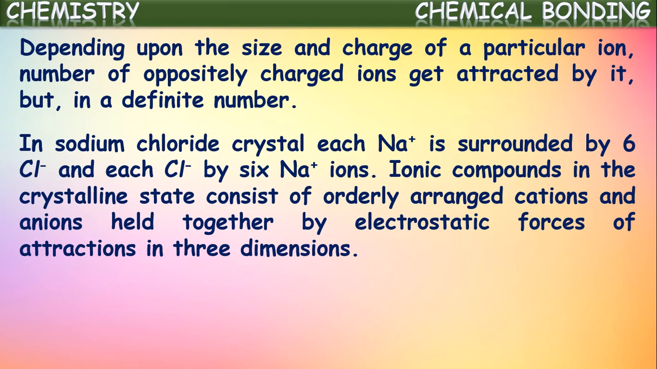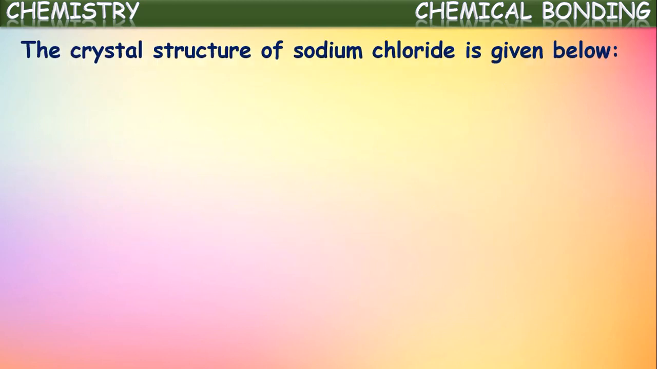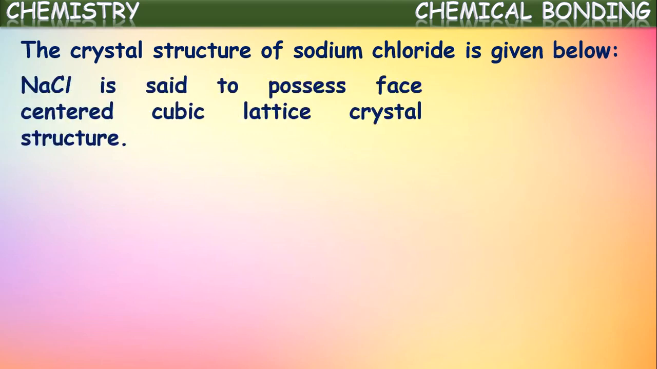If we take the example of sodium chloride, in sodium chloride crystals, each Na+ ion will be surrounded by 6 Cl- ions from all the directions. In the same way, each Cl- ion will be surrounded by 6 Na+ ions from all the directions. Now let us see the structure of this sodium chloride crystal. Crystal structure of sodium chloride. In this way it will be.